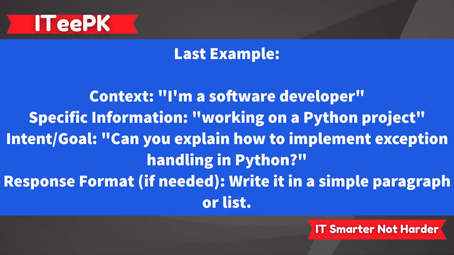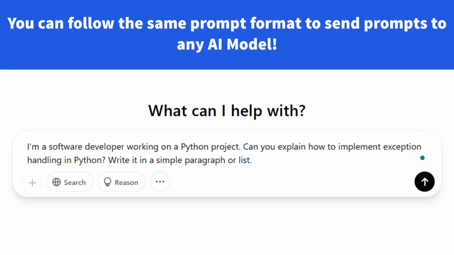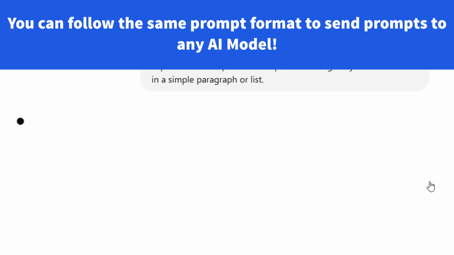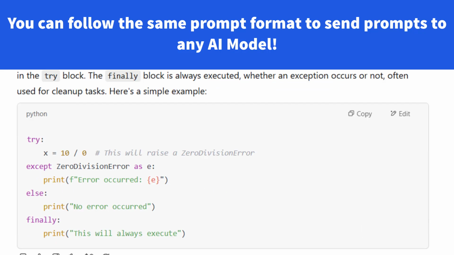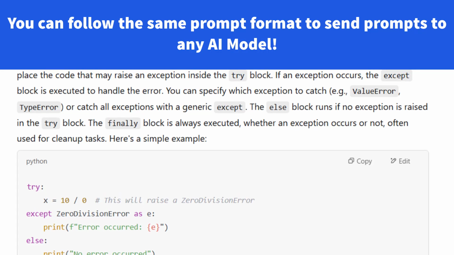So here is the example. Context is I am a software developer. Specific information is working on a Python project. Intent or goal is can you explain how to implement exception handling in Python? And response format, if needed, write it in a simple paragraph or list. So this is the perfect prompt for today's example. Instead of wasting your time, you can use this prompt format to send prompts to any AI model and you will be amazed by the results.